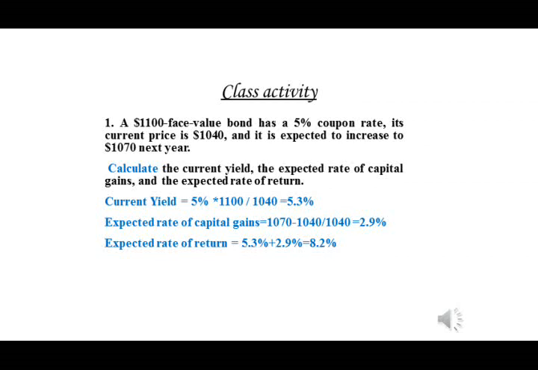The expected rate of capital gain is the difference between the price at the time t plus 1 minus the price at the time t, divided by the price at the time t. So the expected price next year is 1,070. This is the price at the time t plus 1, minus the price 1,040, which is the current price, divided by the current price. So the rate of capital gain is 2.9%. The expected rate of return will equal the current yield plus the expected rate of capital gain, which means it will equal 8.